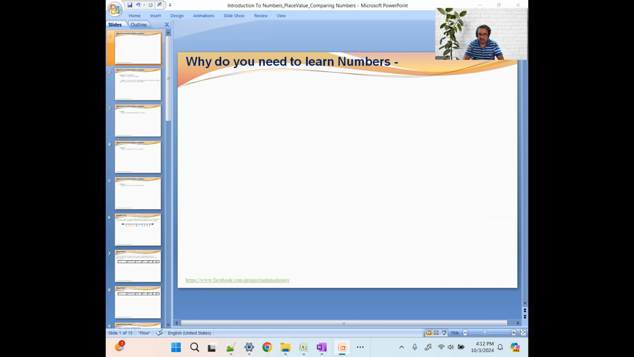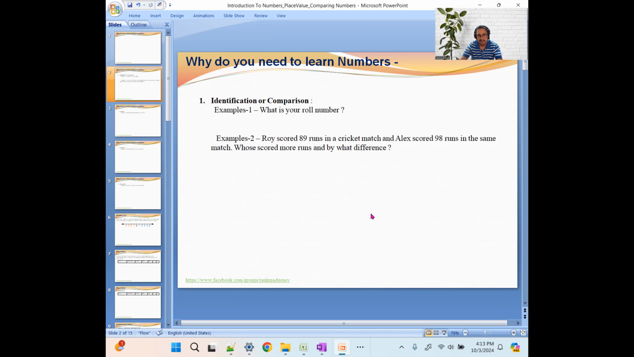When you start mathematics from any class, like primary 1, primary 2, primary 3, since then you are playing with numbers. You started with 0, 1, 2, 3, learning counting, then tables. But you should know why you need to learn numbers. You need to learn numbers because you use these numbers in your day-to-day life, every day.